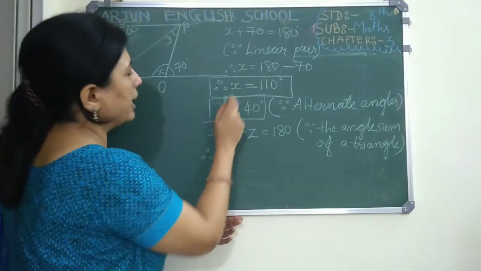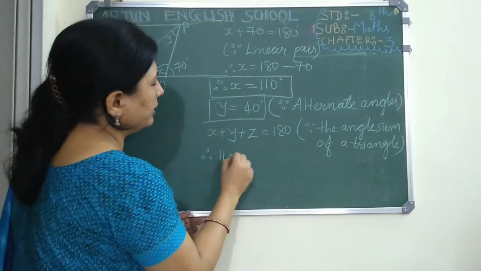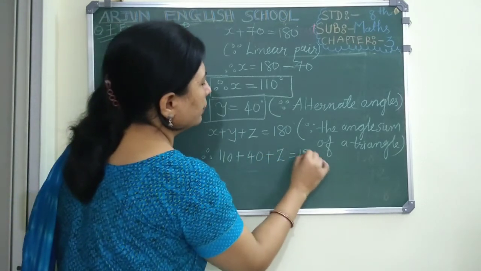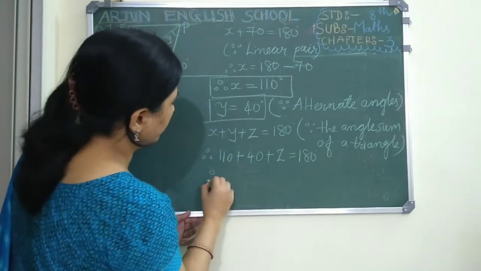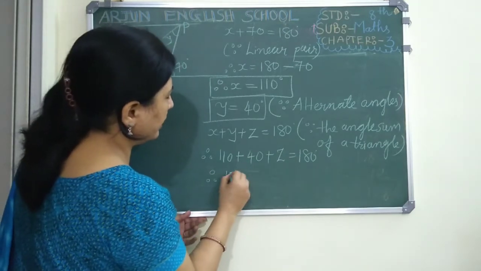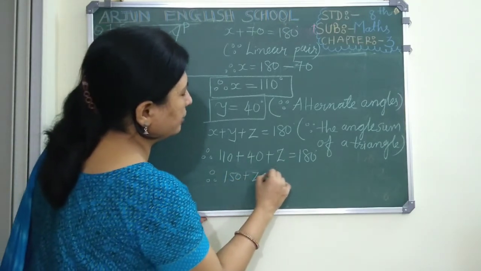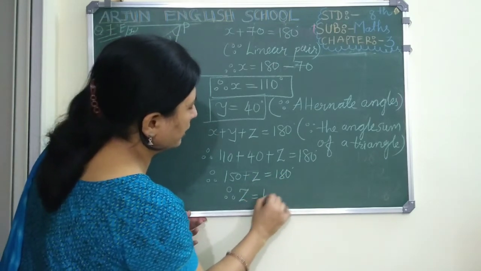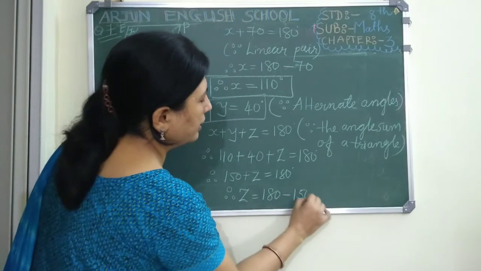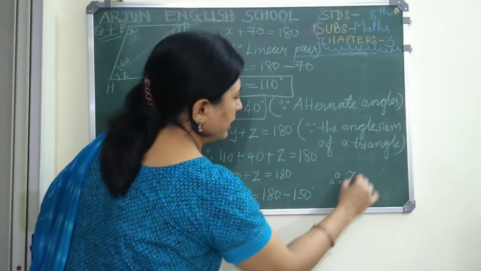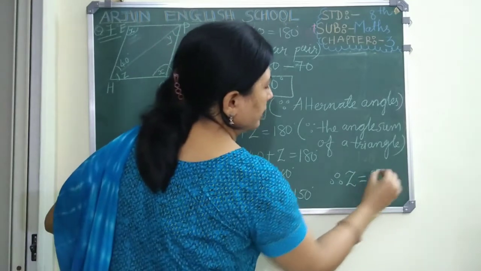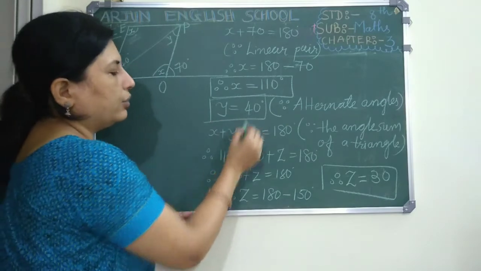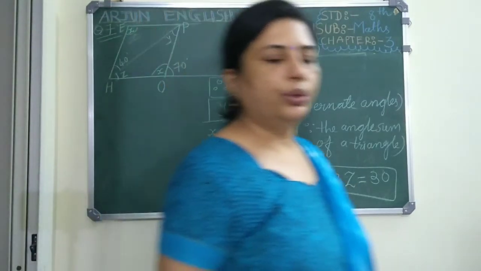Therefore, now y and x: 110 plus 40 plus z is equal to 180. Therefore, let us add: 150 plus z is equal to 180. Therefore, z is equal to 180 minus 150. Therefore, we can say that z is equal to 30 is your answer. So, x is equal to 110, y is equal to 40 and z is equal to 30.